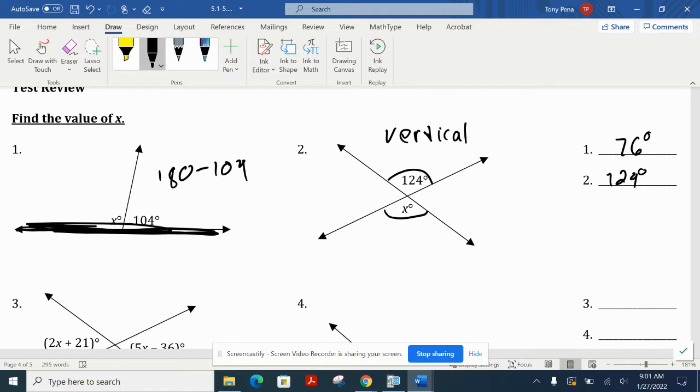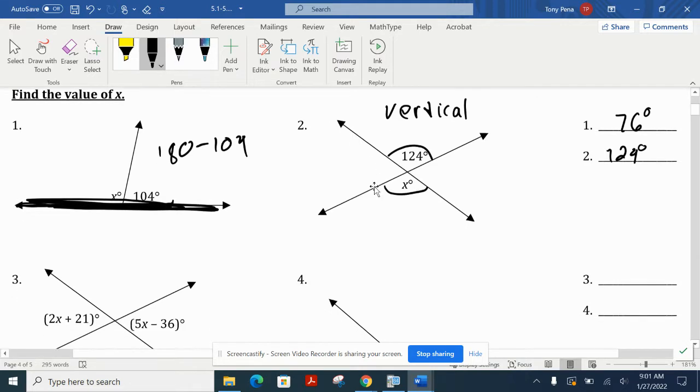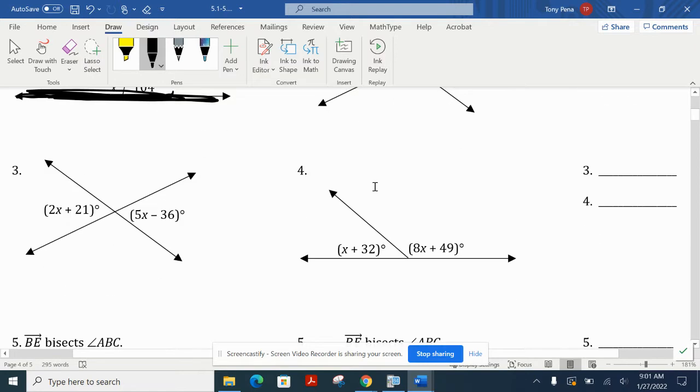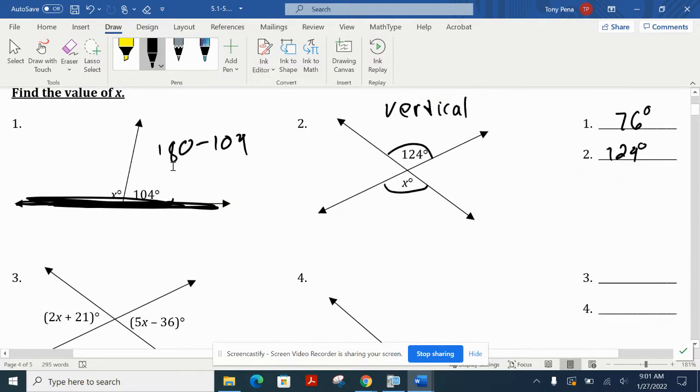So just keep those straight. This is a linear pair. They add up to be 180. Here you're going to set them equal to each other, which in this case is just 124. All right. So same idea with 3 and 4. Like numbers 1 and 2, linear pair, vertical, but you can just figure out what they are numerically.